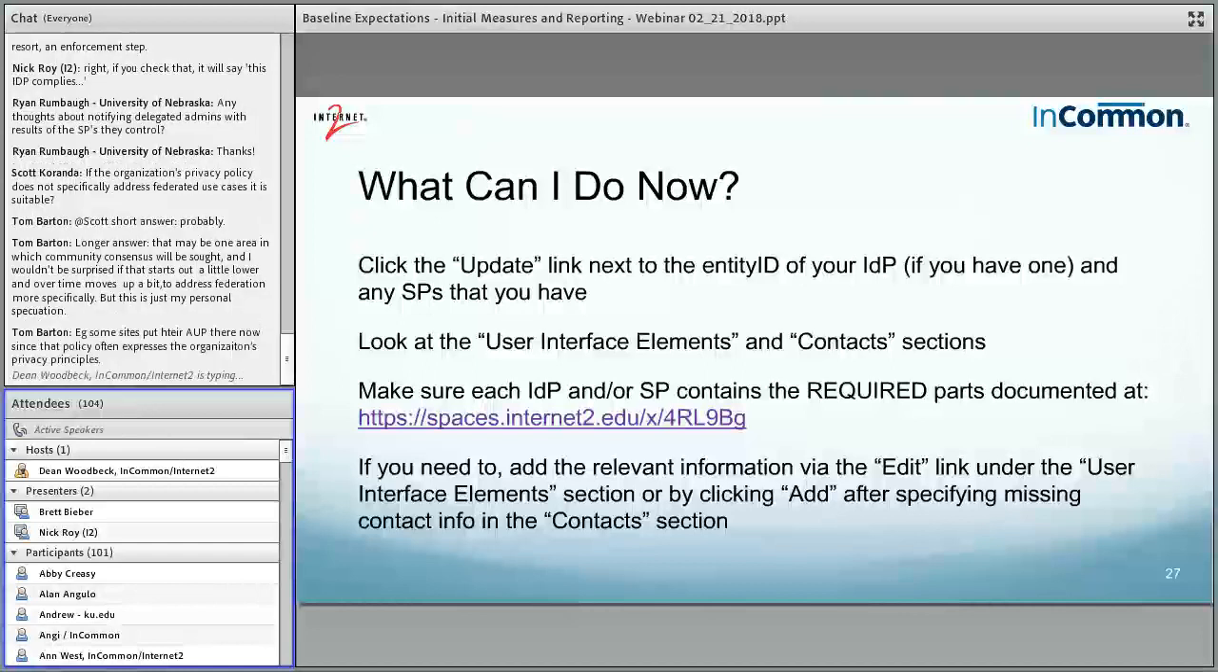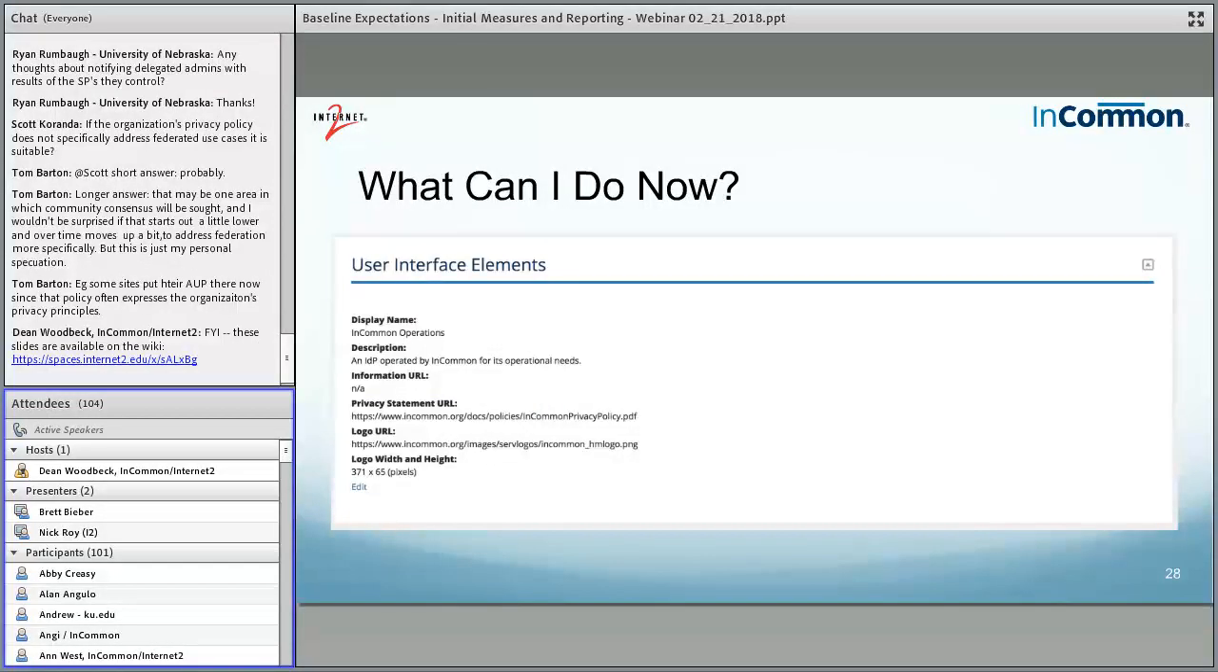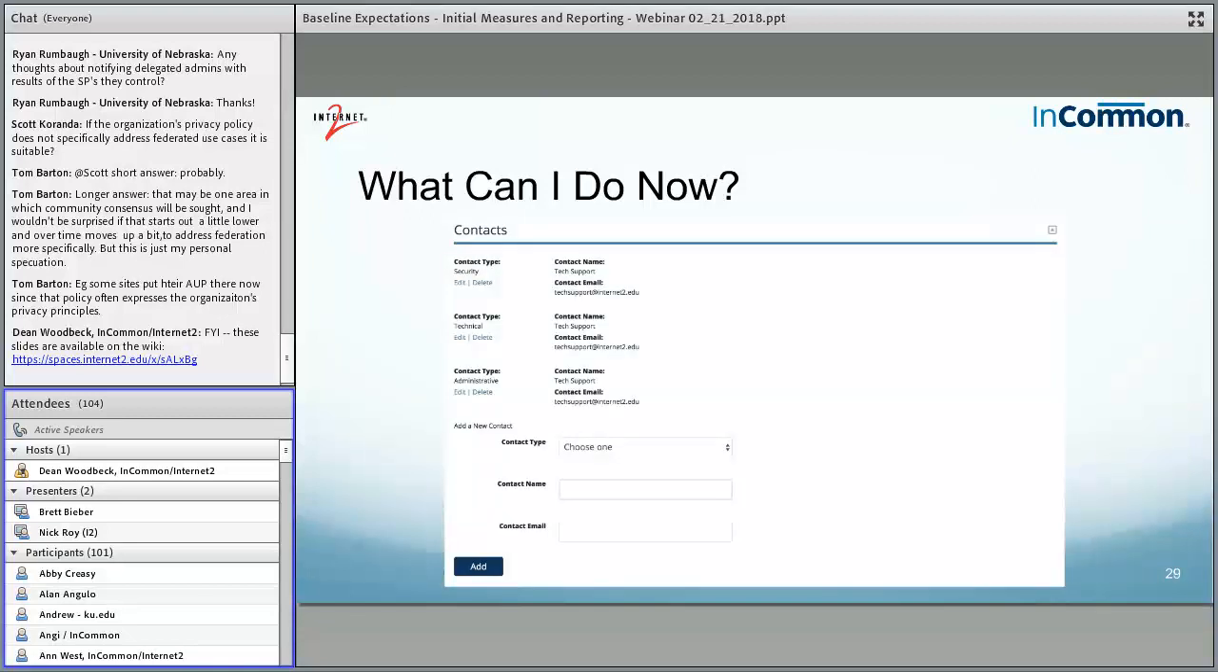You can click the edit link under the user interface elements section to modify that. If you need to add a missing contact, you can click add. You can also update and delete those things. So this is what the user interface elements section looks like, and the contacts.